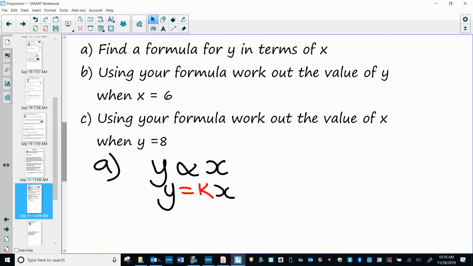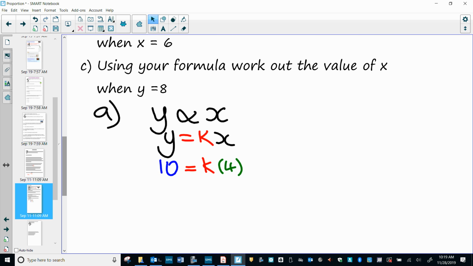So y is 10, my equals k is still there, and what's the value of x? 4. Thanks. So notice I've just substituted in those two values: y is 10 and x is 4. Now, y is only going to be 10 when x is 4 for this particular question. You're only going to use those two numbers, the 10 and the 4, to find the value of k. That's what some people mess up, and they keep the 10 and the 4 there the whole time, and you mustn't.